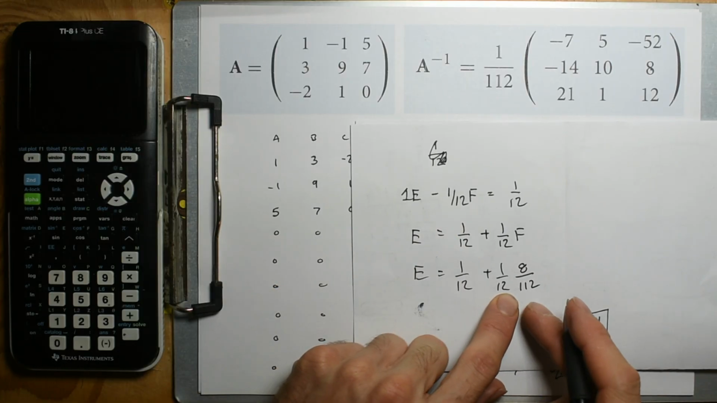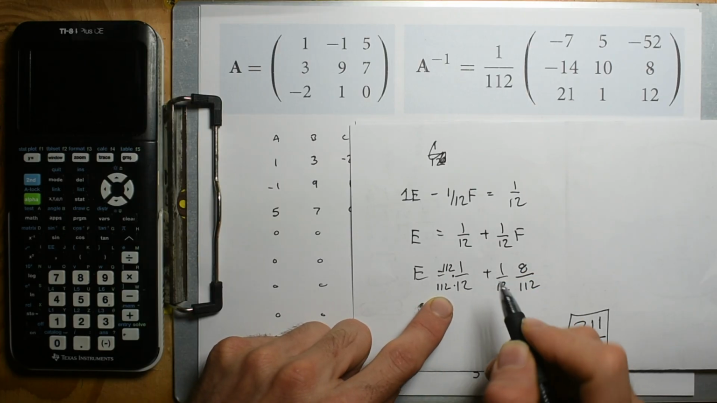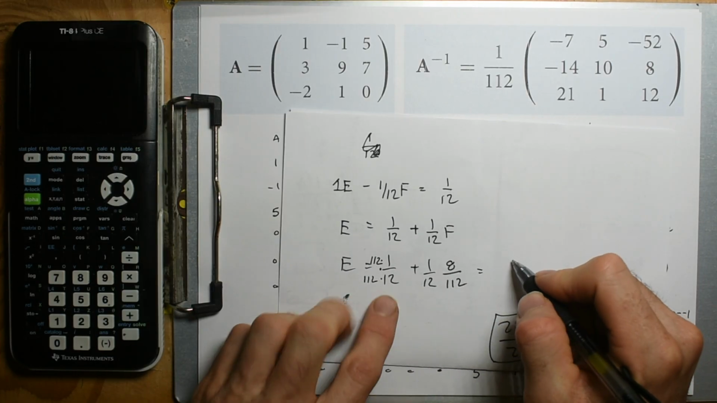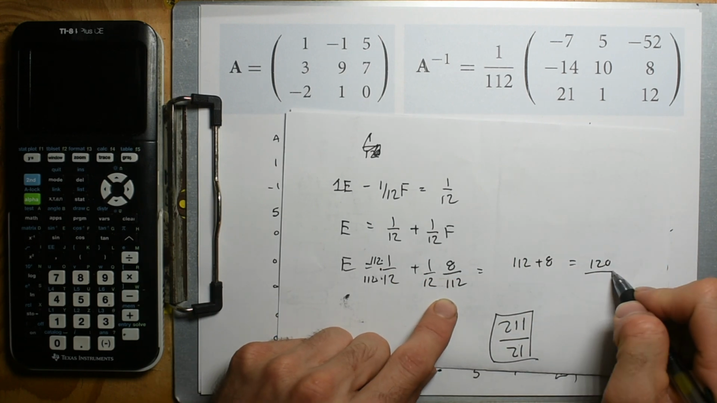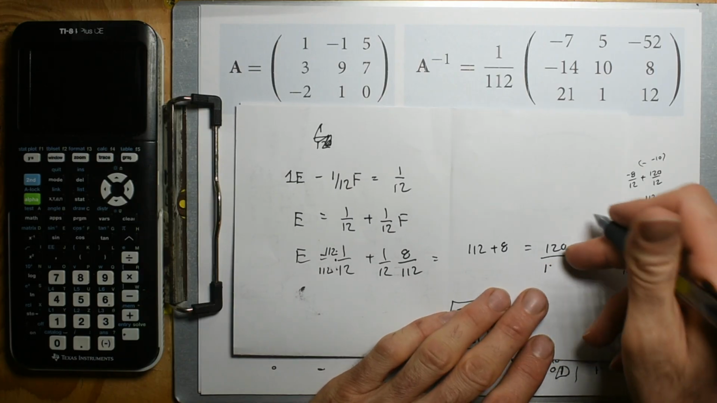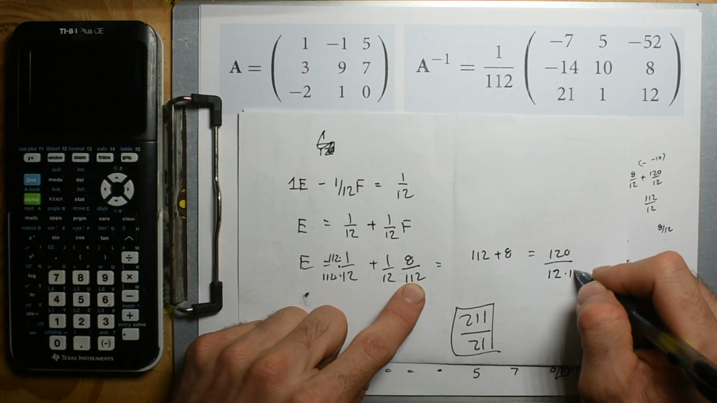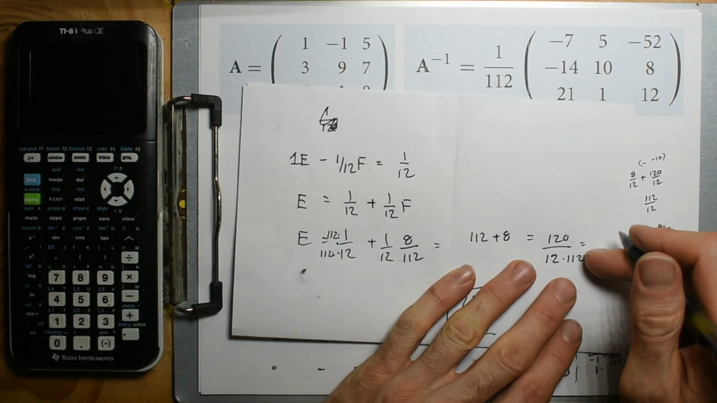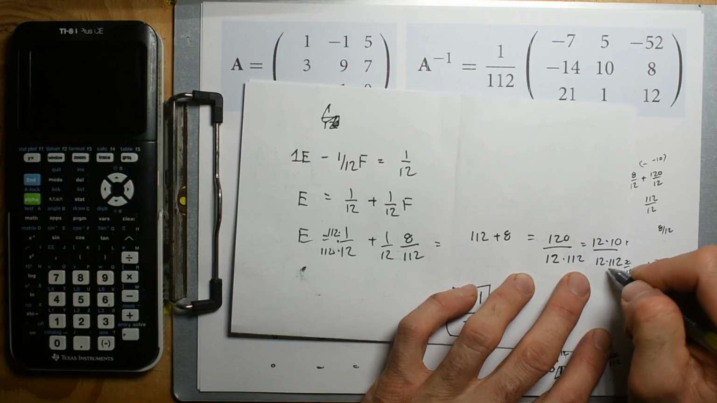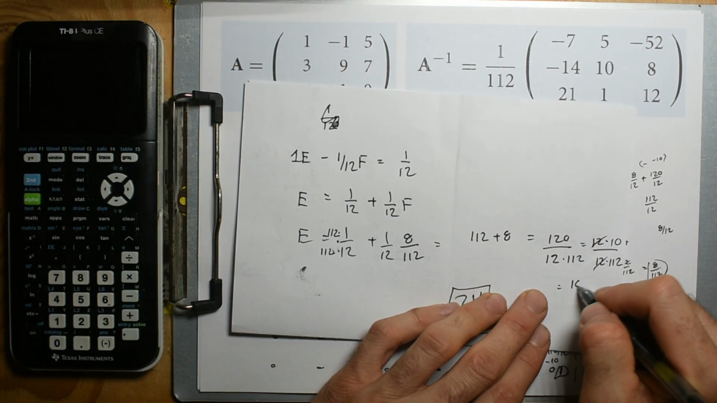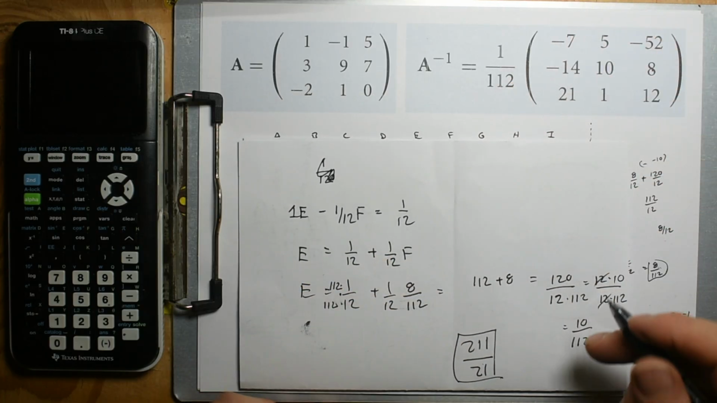Look at the denominator. The denominator blows up, so I need to come over here and multiply top and bottom by 112. So now I have 112 plus 8, which is 120, divided by... And this still doesn't give us our answer, because this is 120 divided by a denominator of 12 times 112. So this is where I'm getting better at factoring. You know what I mean? Because this is 12 times 10, 12 times 112. The 12s cancel, and this value is 10 divided by 112. So that's where we get 10 divided by 112, and that is E.